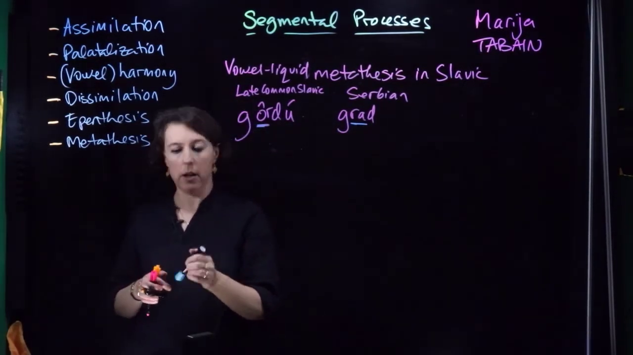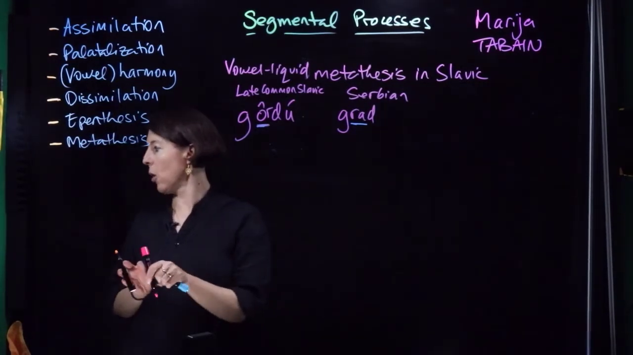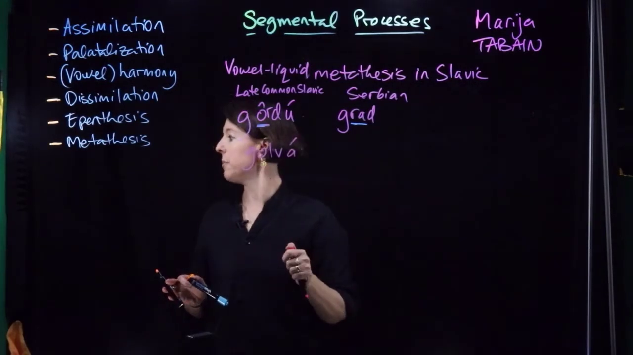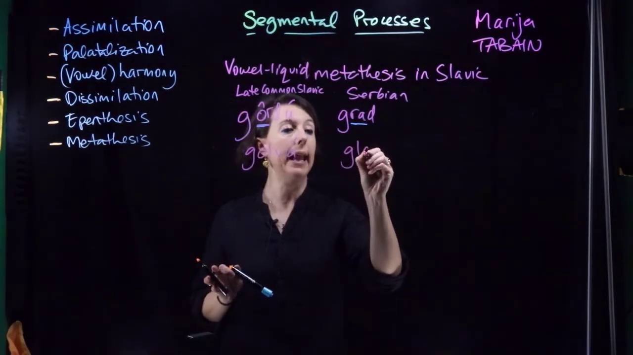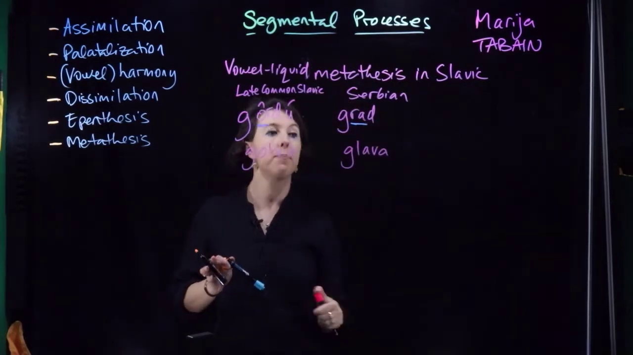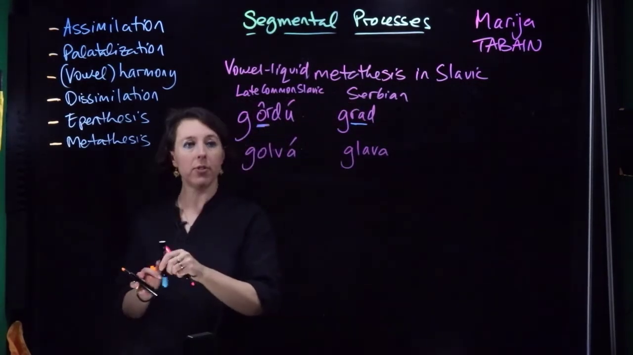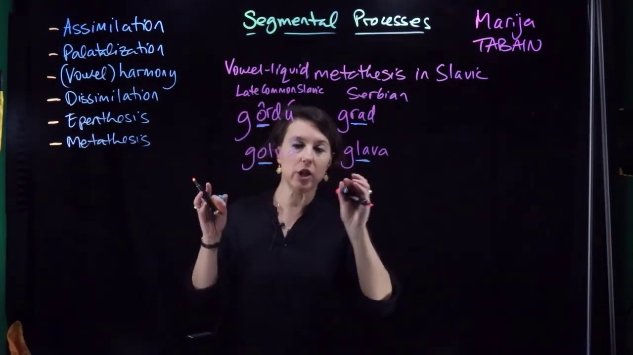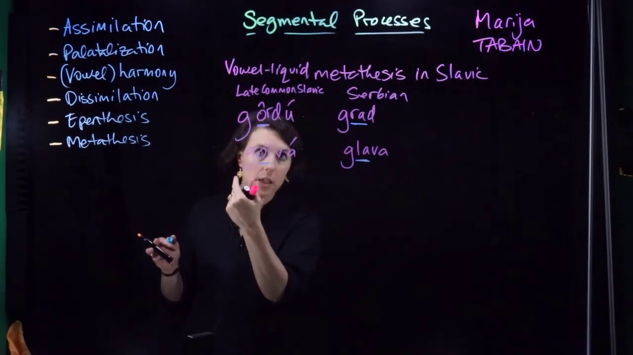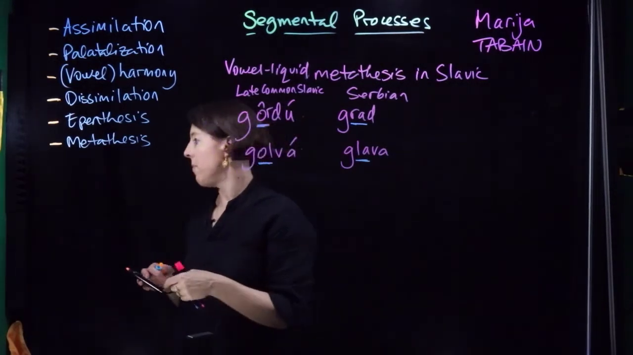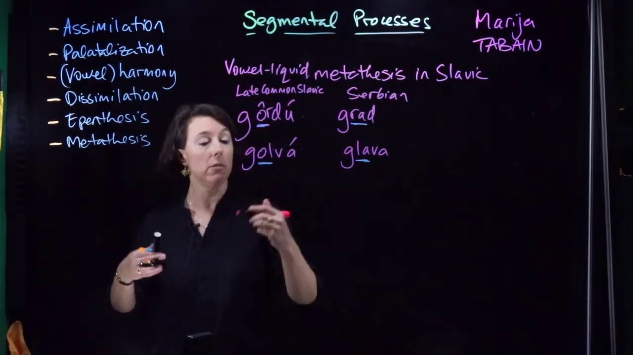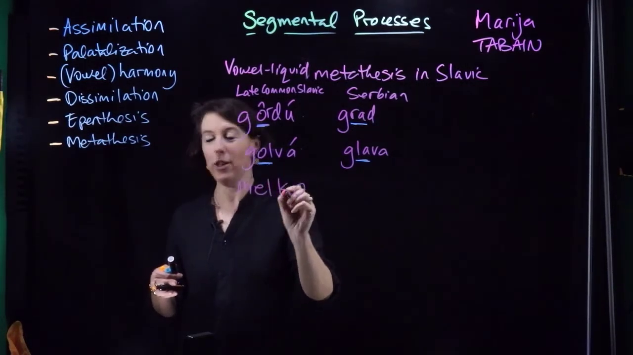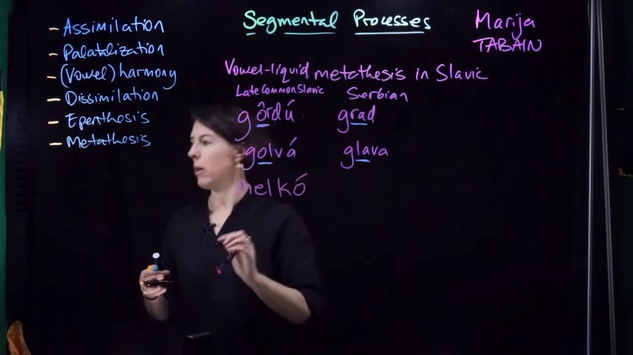Another word would be, used to be golva, I think they had the stress on the second syllable. Anyway, it's now glava, meaning head, all right? Again, we flipped, gol became gla. Forget the vowel quality change, the point is that they've flipped their place. All right. And another word that should speak to you, melko. Can you guess what that word is? Melko, sorry, I think it was actually melko.